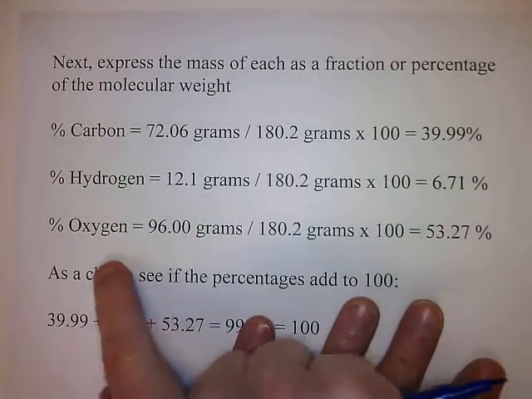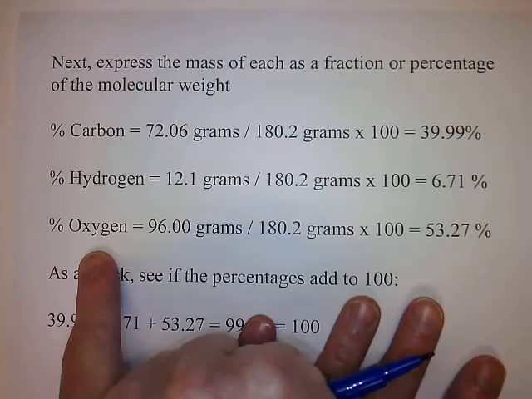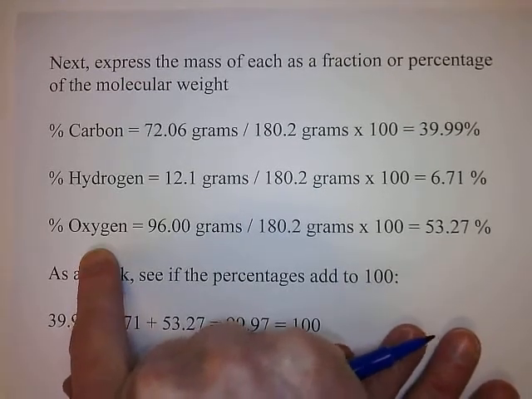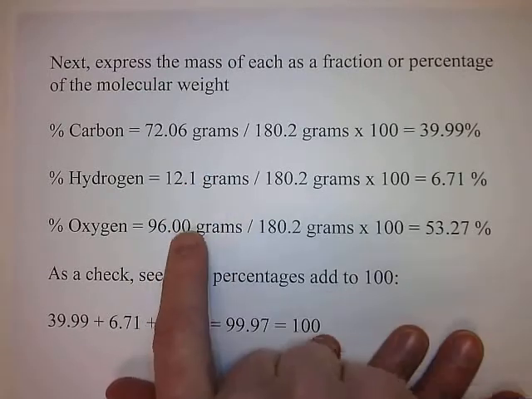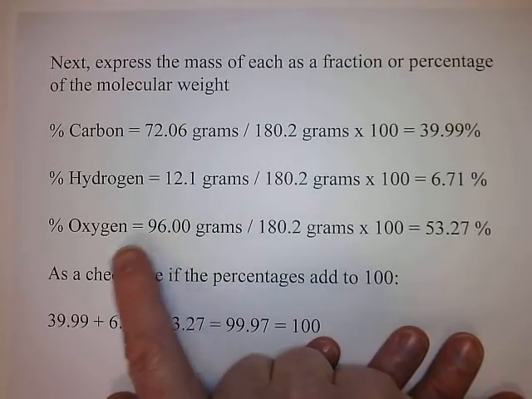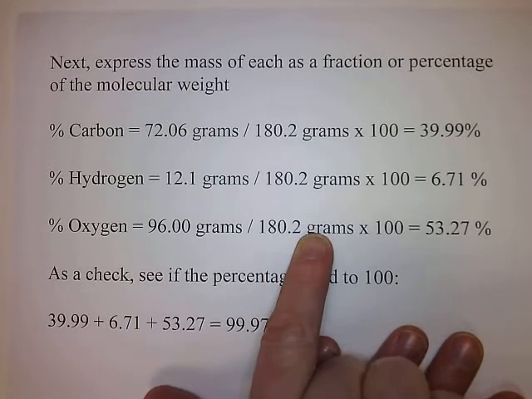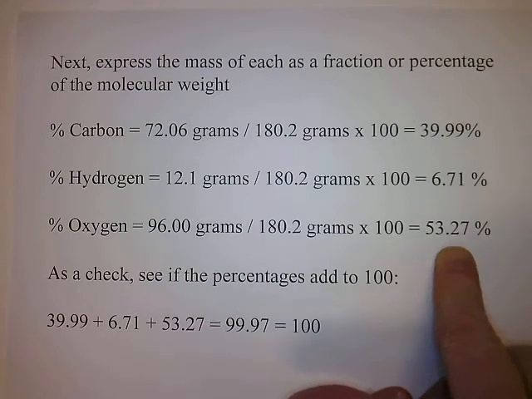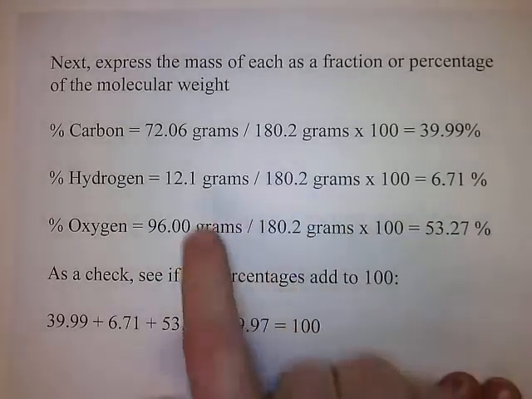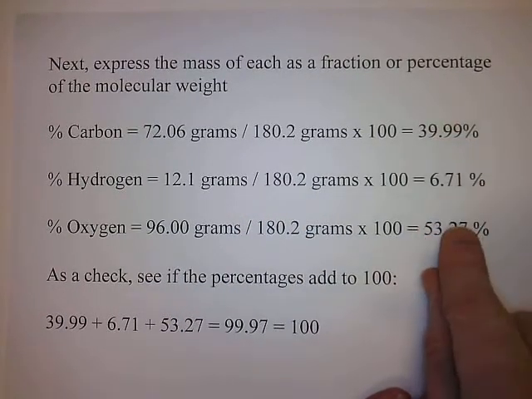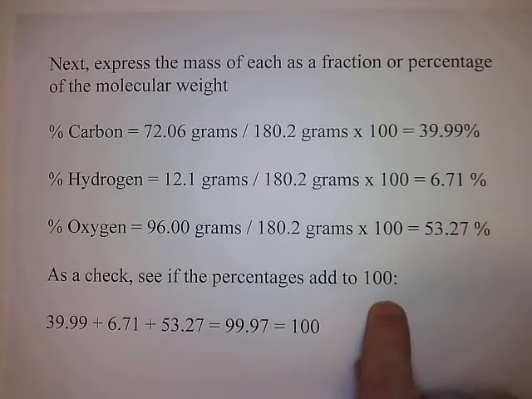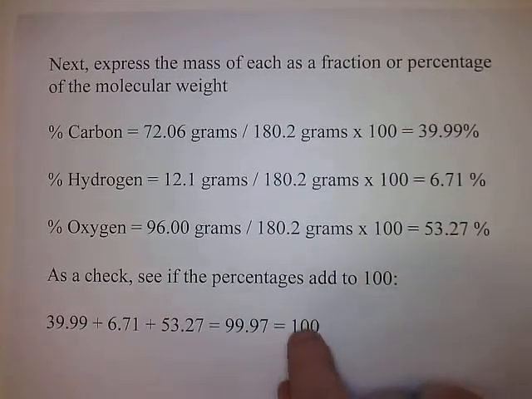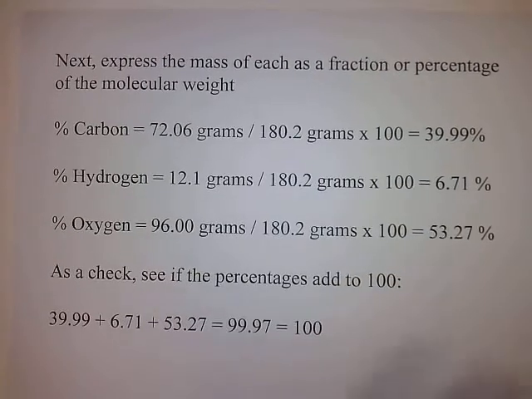All right, and then last, when we get to the oxygen, we take 96 grams, that was 6 times 16, divide that by the total mass times 100 to convert it into a percent, and you get 53.27. Okay, so what we did was we converted the chemical formula into a percent by mass. As a check, we can check to be sure all these add up to 100, which they do.